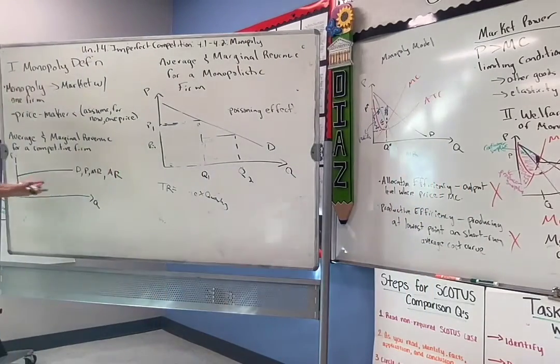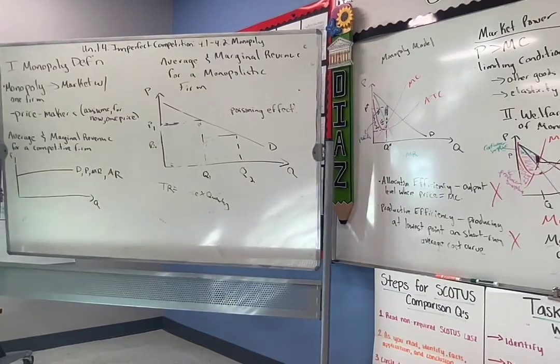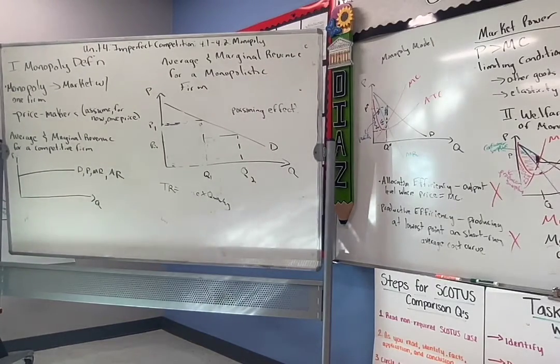So the definition of monopoly is right here. A monopoly is a market with one firm or one business. And we kind of use this language: a monopolist is a price maker. We're going to assume for now one price, but we'll eventually get to a situation where we'll have a perfectly price discriminating monopolist and sort of see another extreme.